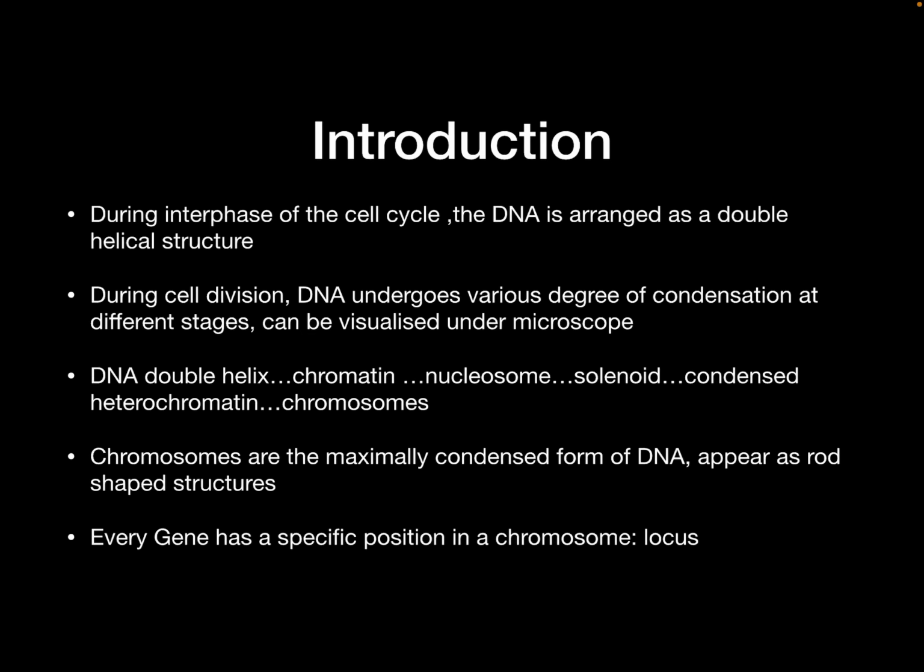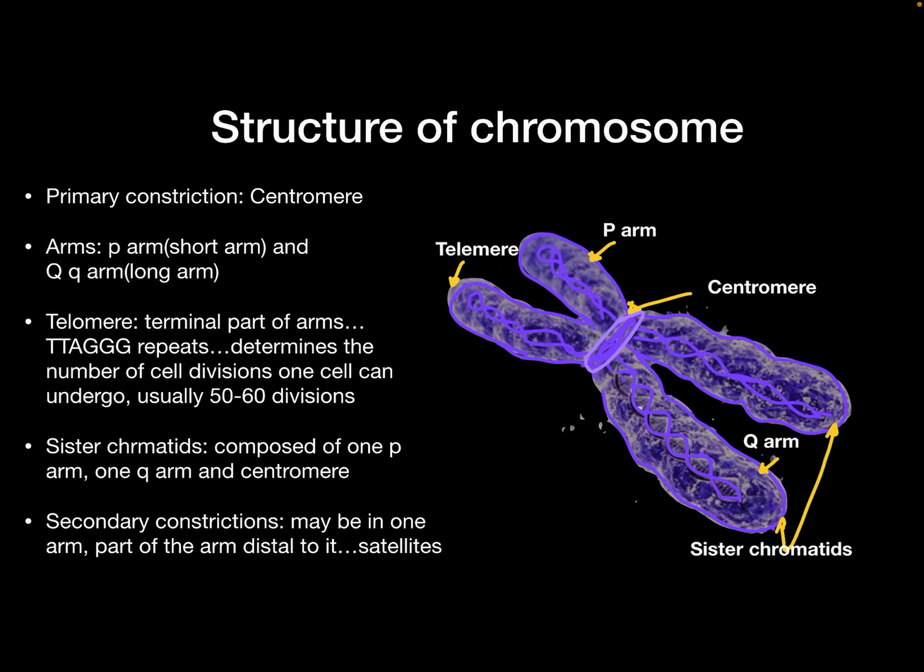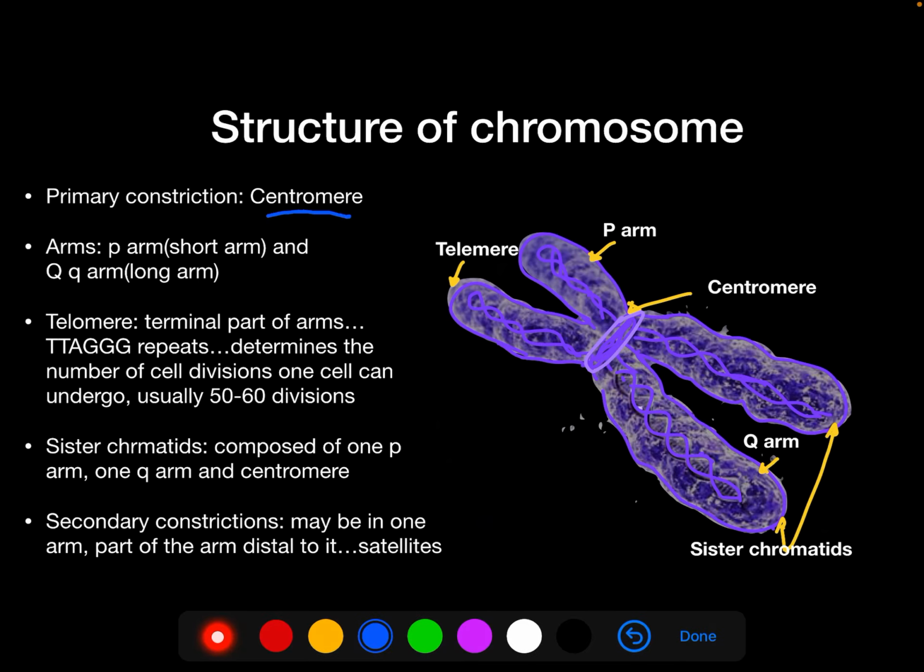In the chromosome, every gene has a specific location or position, and that is called the locus. The alternate forms of the genes are called alleles. Now we will discuss the structure of the chromosome. The chromosome has a primary constriction, called the centromere. The centromere is the part which keeps the arms connected to each other.